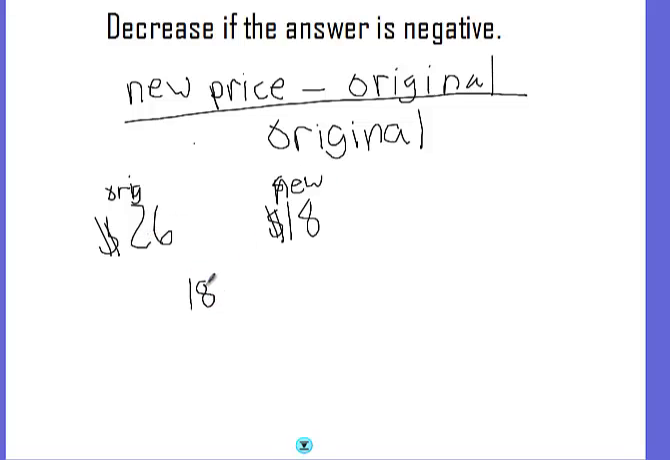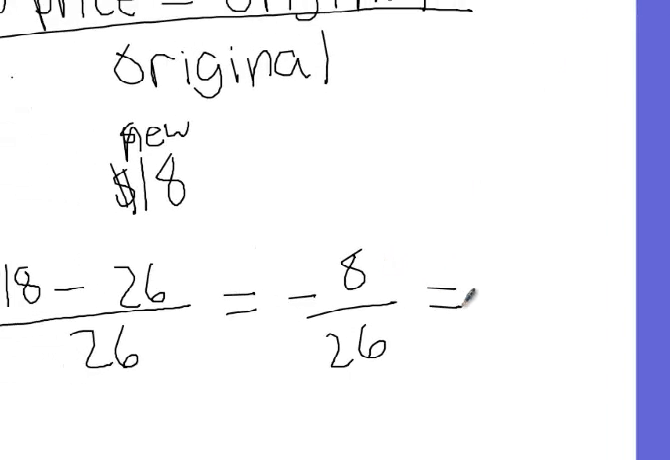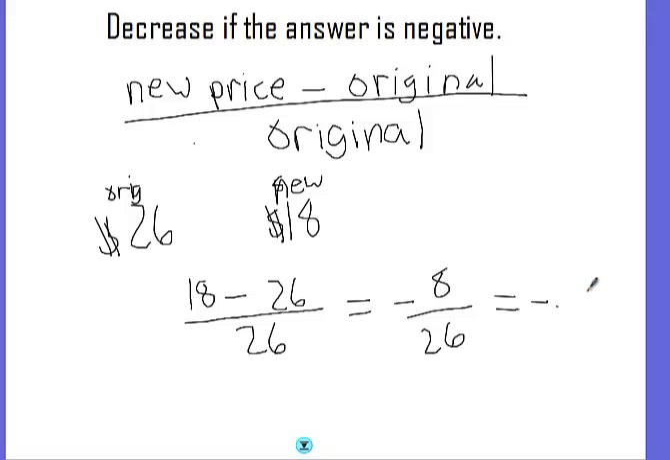So if we just follow the equation, new price of 18 minus 26 over 26. So when you look here, you're going to do 18 minus 26 is going to give us negative 8 over 26. And when you turn that to a decimal, it's going to come out to negative 0.307, which as a percent is negative 31%. I'm just going to round to 2 decimal places. So therefore we know that the percent of change in this problem is a decrease of 31%.